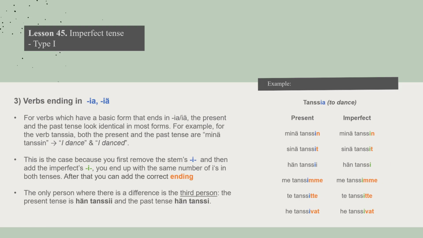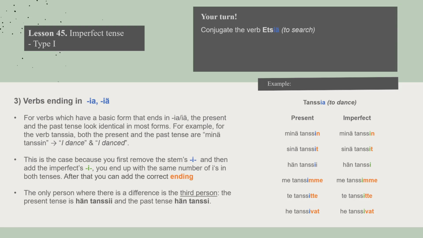Minä tanssin. Sinä tanssit. Hän tanssi. Me tanssimme. Te tanssitte. He tanssivat. These are the same in the present and the past tense.